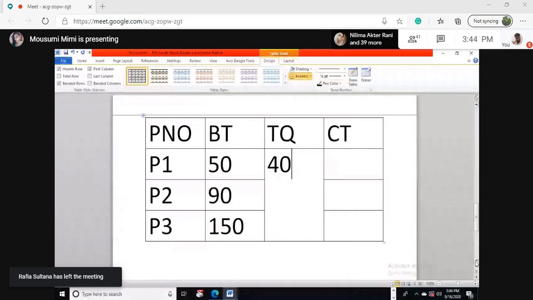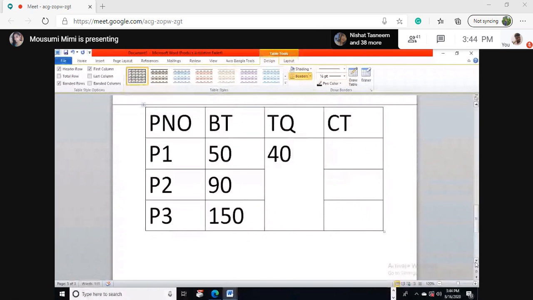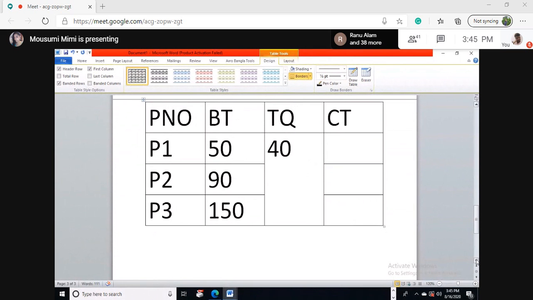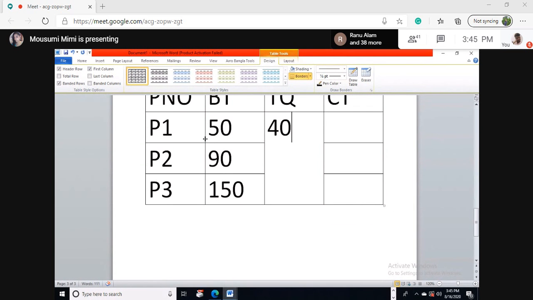Okay. Now you see, I didn't give the arrival time. As I did not give the arrival time, you don't need to think about it. Let's think this is the question. I give three processes. The burst times are 50, 90, 150, and the time quantum is 40. So within 40 seconds, if process 1 cannot complete its full task, it will move to the second process.